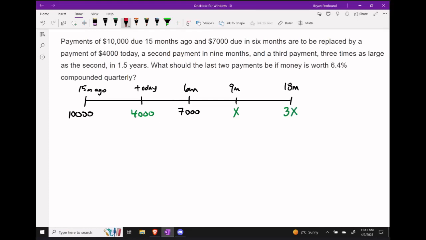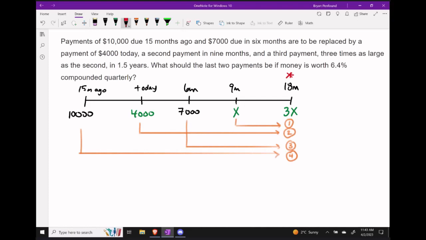Next, we need to decide on a focal point. Since there's one value at each one of our time steps, the easiest one to choose typically is the one that's the furthest into the future. This way we only have to apply future value formulas rather than present value or principal amount formulas. So unfortunately, this does mean it is going to be a 5-step process to get to our final answer.